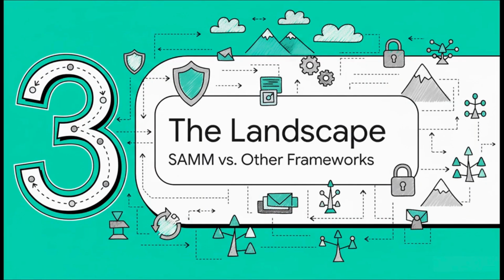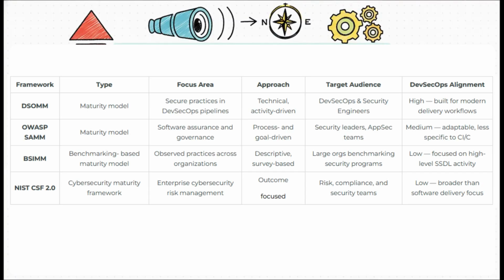Now, of course, SAMM isn't the only game in town. There are other frameworks out there. So to really understand what makes SAMM special, it really helps to see how it compares to some of the other big names you might have heard of. This table lays it out pretty clearly. You've got things like the NIST CSF, which is super broad, covering the whole enterprise. Then you've got BSIMM, which is fascinating. It's descriptive. It tells you what hundreds of other companies are actually doing. But look at SAMM. The type is prescriptive. Its purpose is to guide improvement. That's the real game changer.